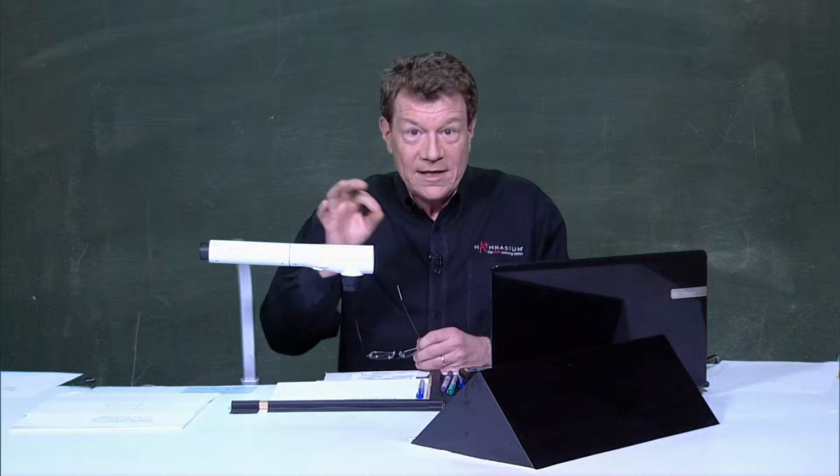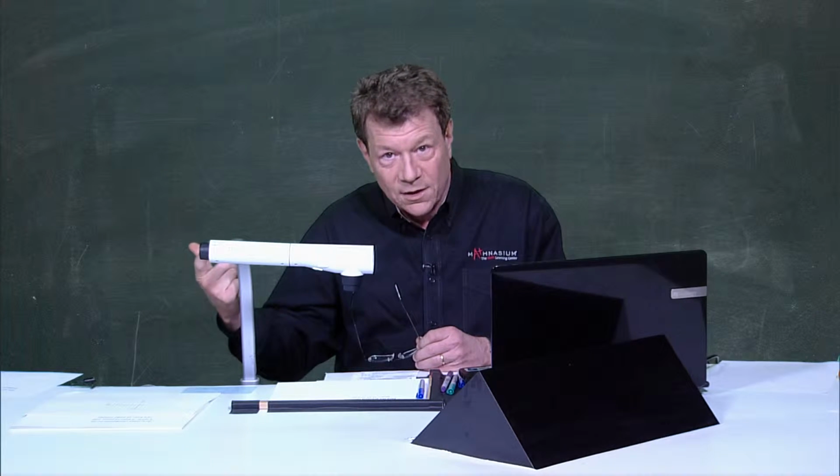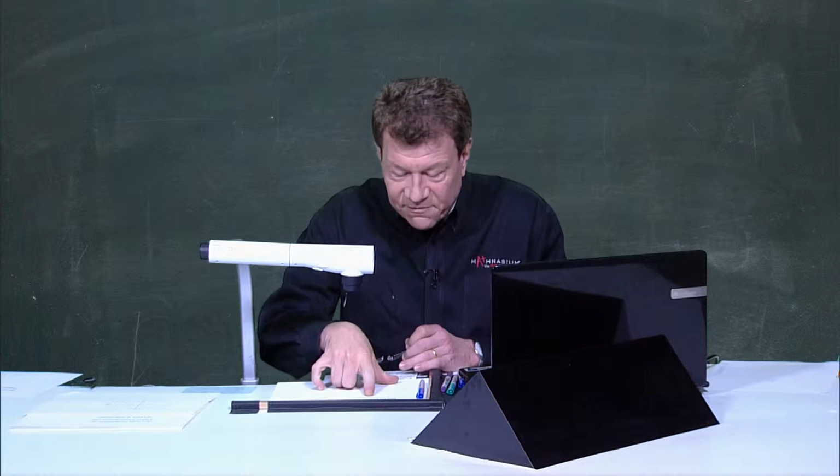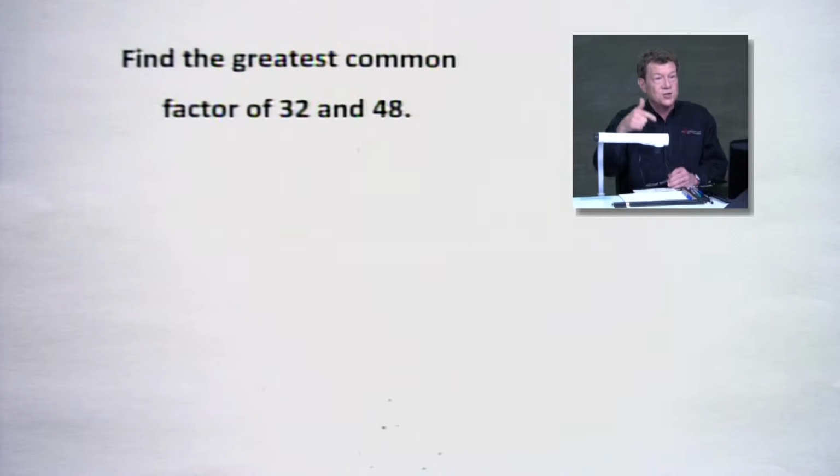A factor is a number that is multiplied to become another number, right? So an example of a factor for 32 would be 2, because 2 multiplies by 16 to get 32. So 2 and 16 are factors of 32.